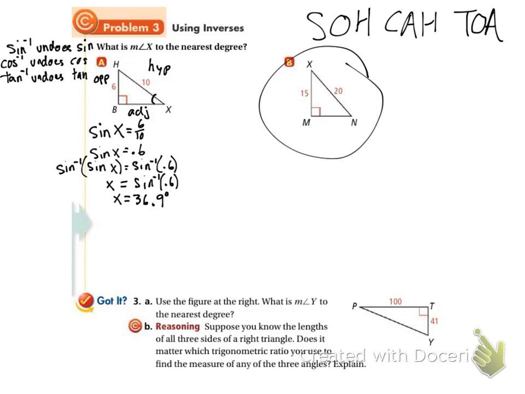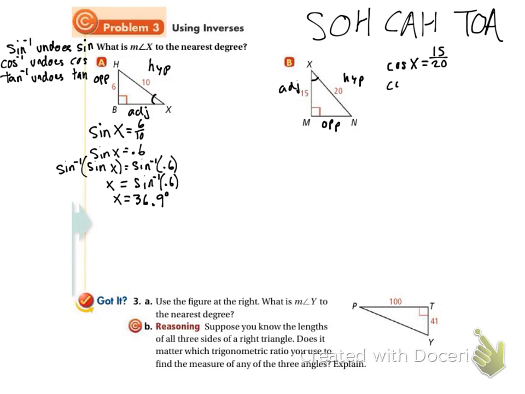And then we'll do the same thing again over here. So we're still looking for angle X. So this one's my hypotenuse. This one's my adjacent. This one is my opposite. So I've got adjacent and hypotenuse, which means I'm going to use cosine. So the cosine of X is equal to adjacent over hypotenuse, which is 15 over 20. If I put that as a decimal, because that's easier to type into my calculator, I get 0.75.